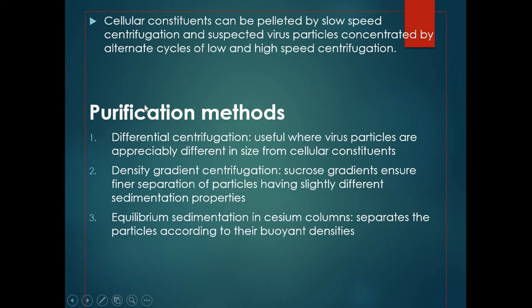Purification methods. Different methods can be used to purify the viruses. First of all, we discuss differential centrifugation, useful where virus particles are appreciably different in size from the cellular constituent. Density gradient centrifugation can be used. In density gradient centrifugation, a saccharose gradient is used to ensure finer separation of particles having slightly different sedimentation properties.